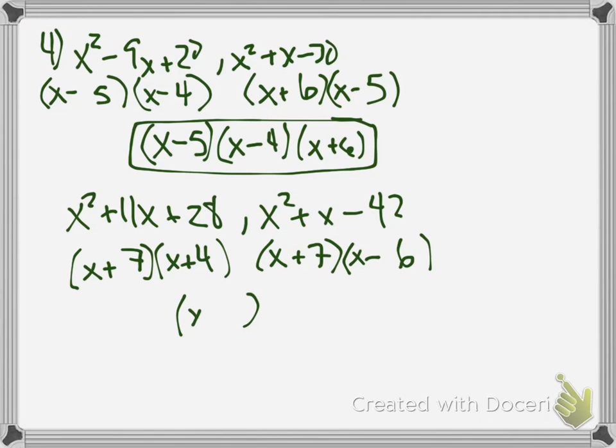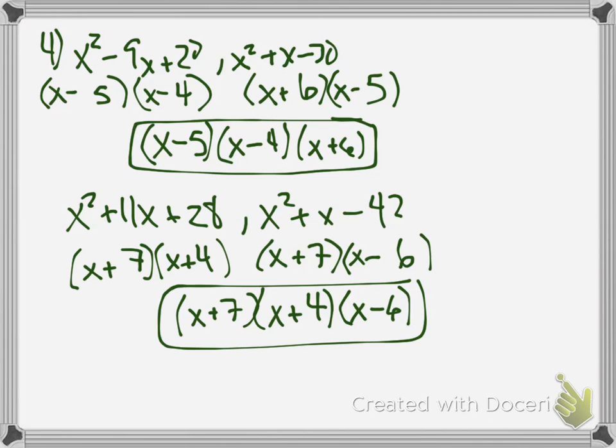So what do they have in common? They have an x plus 7 in common, and I can add an x plus 4 and an x minus 6. And I am done with those. That's all you've got to do for that.